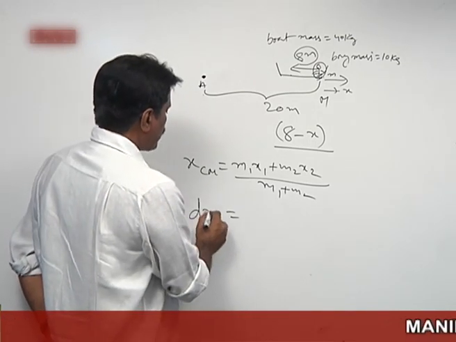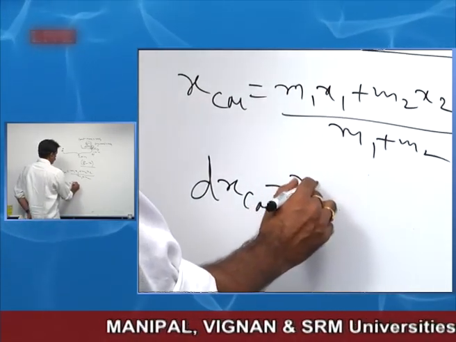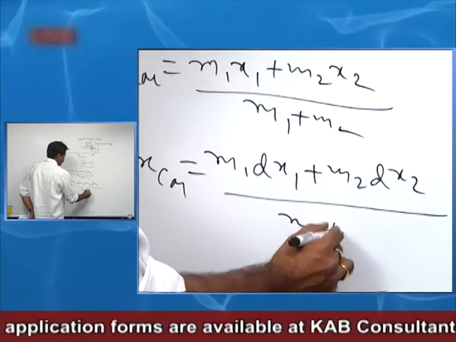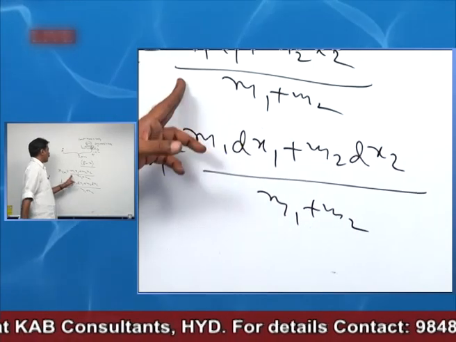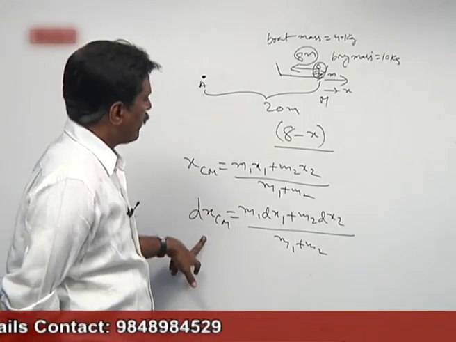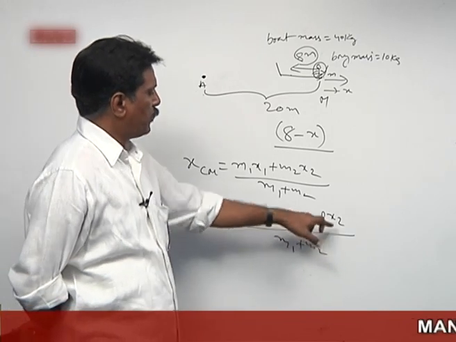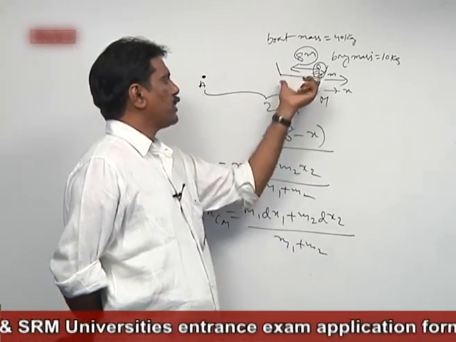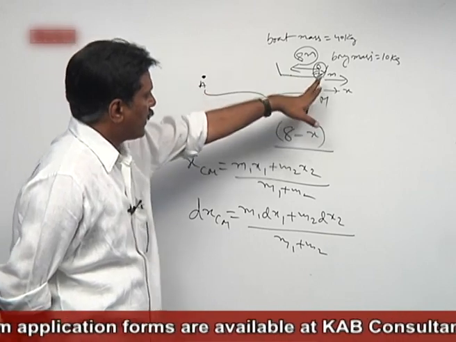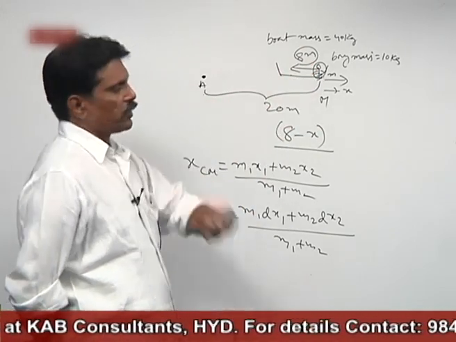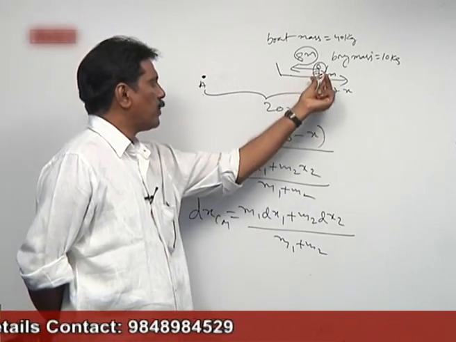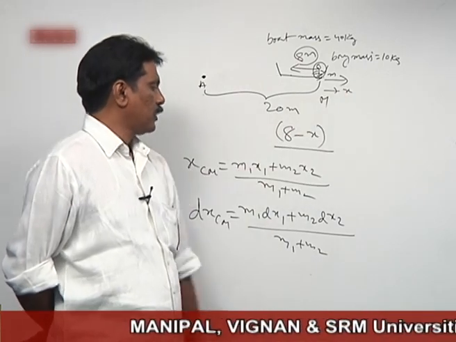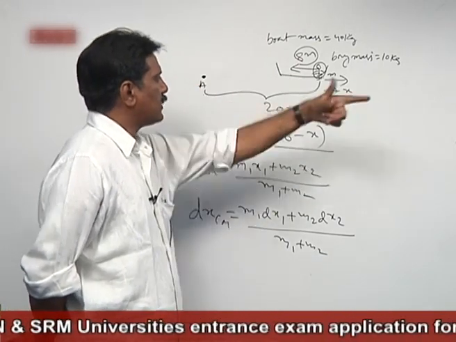Now, dxcm is equal to (m1 dx1 plus m2 dx2) by (m1 plus m2). As usual, you write this formula and take the differential coefficients. dx1 is the change in position of the first particle, dx2 is the change in position of the second particle. Here in the system, the first particle means the man, the second particle means the boat. So, what is the change in position of the man? 8 minus x. What is the change in position of the boat? x. 8 minus x in this direction, x in this direction.